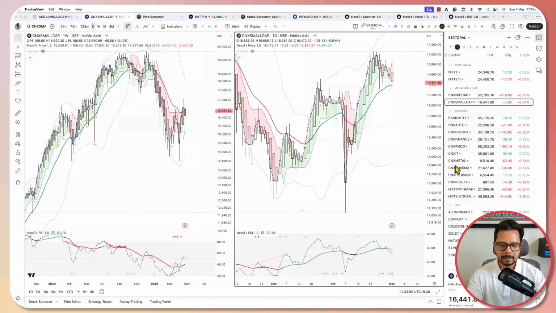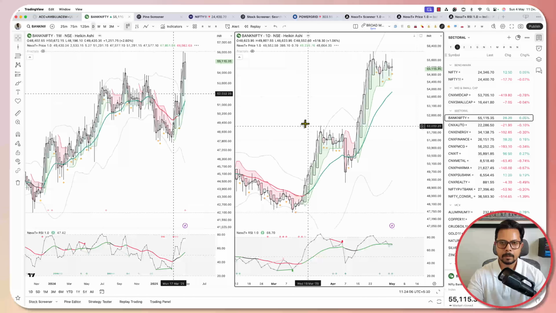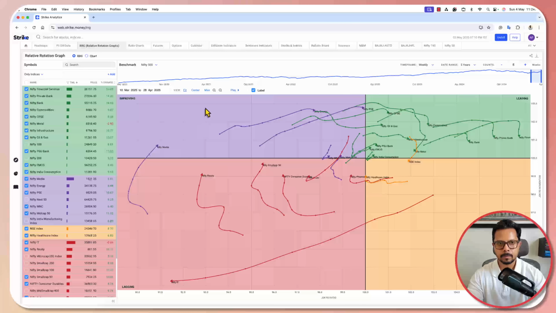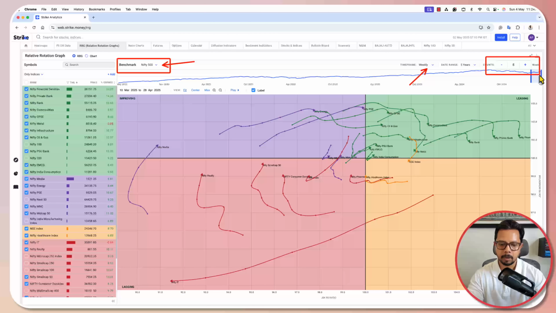Now let's come to the sectors. And with the sectors, we'll take a look at the RRG graphs. We'll begin with the Bank Nifty. Let's go to RRG graphs first. What I've done over here is I have taken the Nifty 500 as the denominator, as the benchmark. I've taken the weekly time frame, and I've kept a count of 8 weeks. Why 8 weeks, you may ask me.